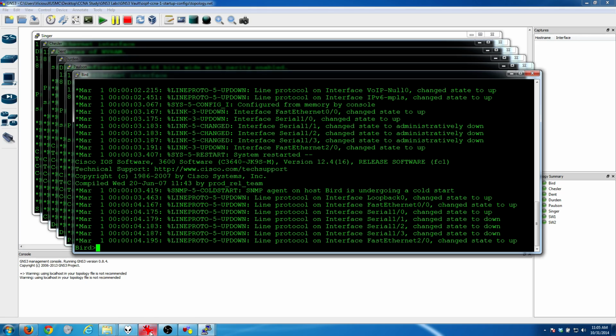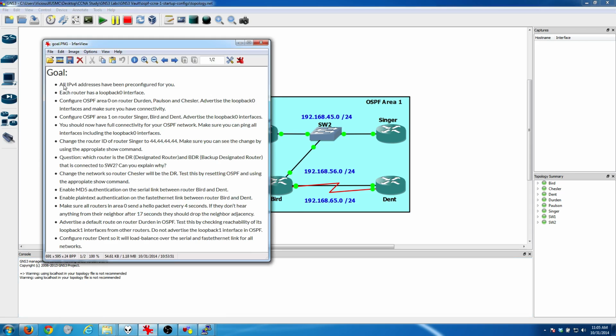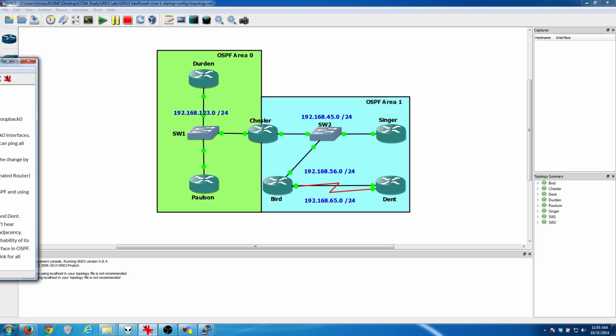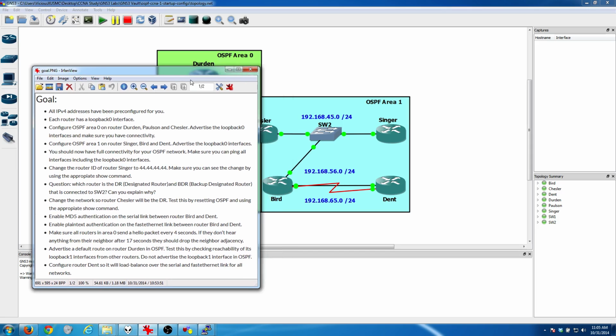And let's go ahead and take a look at our goals, shall we? The very first thing it lets us know is that all the IP addressing is already done, so we're not doing that. And also that they have a loopback interface on each router as well. This helps us identify them. The first thing we have to do is configure OSPF area 0 on Durden, Paulson, and Chesler, which are the three routers here. Then the second thing that we're going to do is configure OSPF area 1 on, it says Bird, Dent, and Singer.